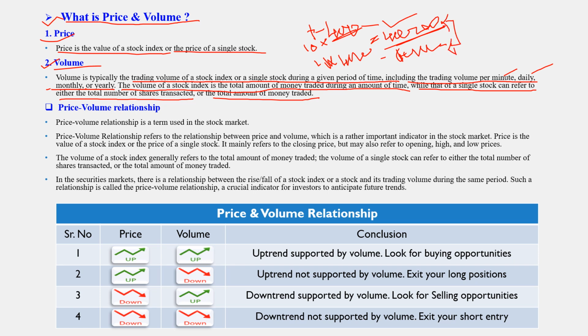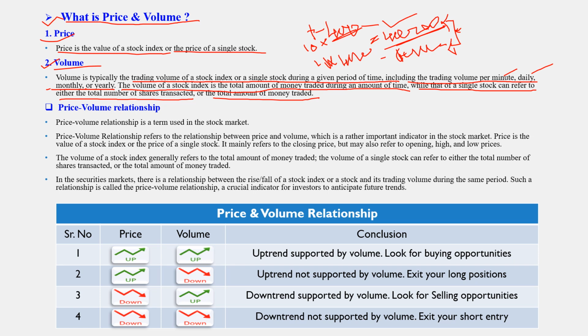This will change, and it will be considered per minute, per hour, per 15 minutes, as I said in the definition. The trading volume of a single stock during a given period of time, including per minute, daily, monthly, yearly, is our total trading volume, right? The value of a stock is the total amount of money traded during an amount of time, meaning at a particular time, how much will be traded for this particular stock.